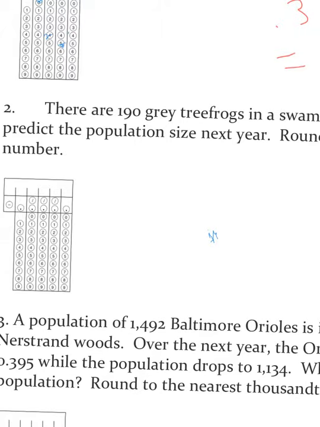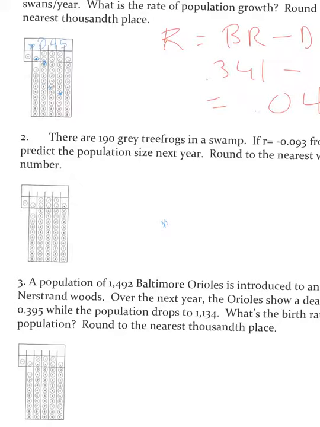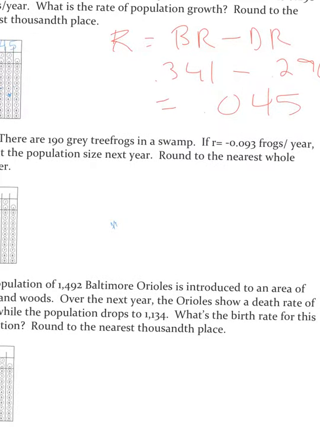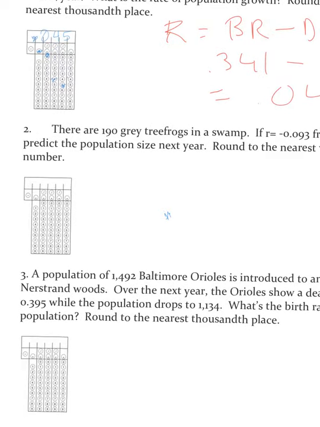Okay, for number 2, there are 190 frogs in a swamp. The population growth is what R stands for. R equals negative 0.093 frogs a year. That means their population is declining. They are losing a tiny bit of frogs per year. And you're supposed to predict the population size for the next year.